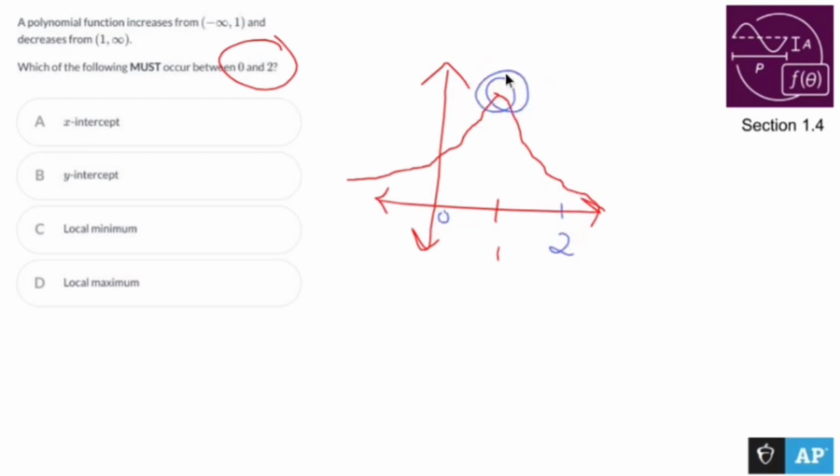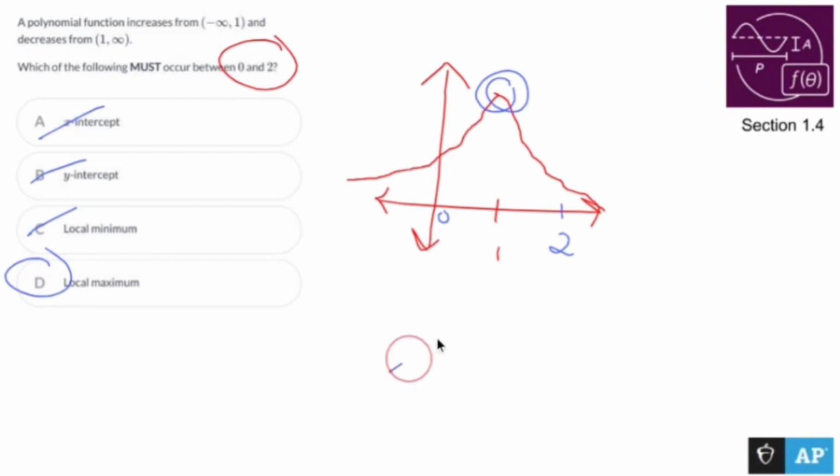What must happen is I'm going to have a maximum. So what must happen? I mean, I am going to have a y-intercept. Actually, no, I guess I don't have to have a y-intercept. Technically, I could start this way down here, so I don't need to have a y-intercept. I don't need an x-intercept. Even the picture that I drew doesn't have one. It's not going to have a local minimum, but what it must have is a local maximum.